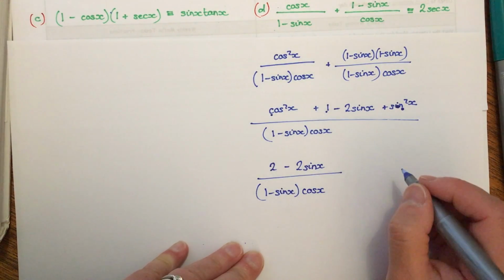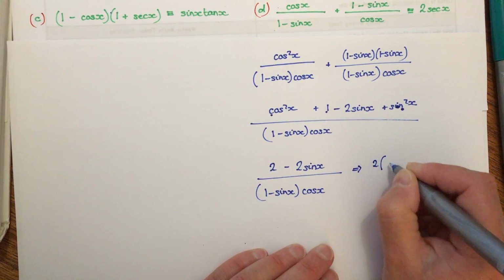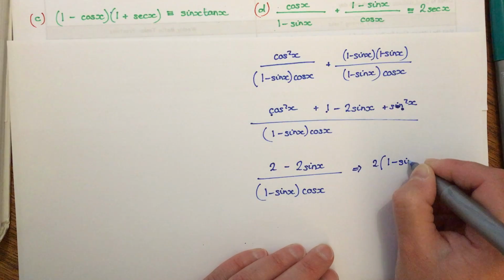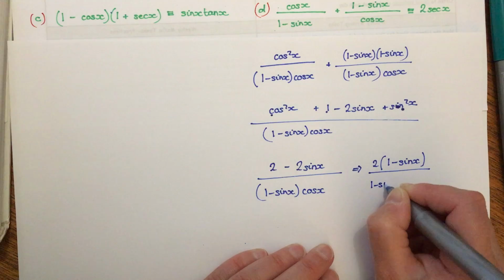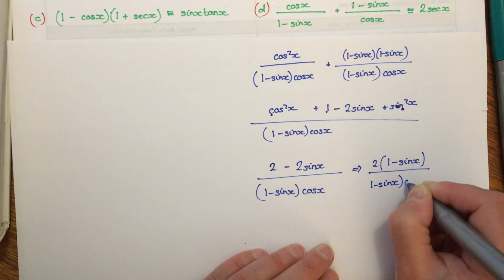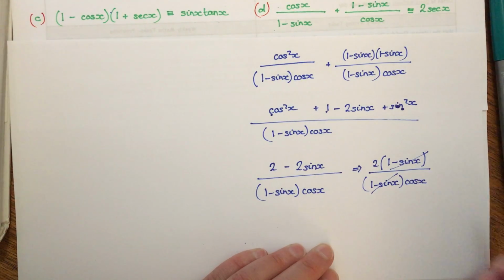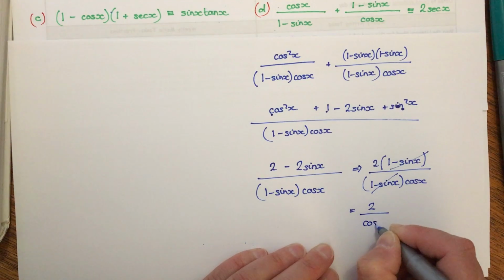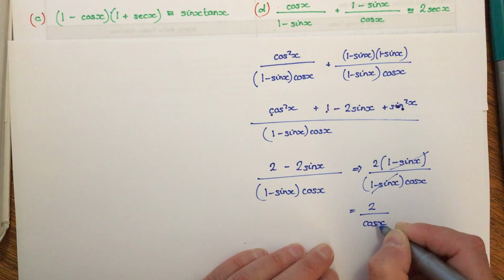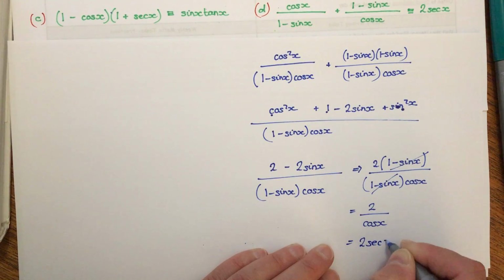It's got a common factor 2, so I can rewrite that as 2 times 1 minus sine x over 1 minus sine x cos x. Those two will cancel out. I'm left with 2 over cos x, and anything over cos is sec, so I'm left with 2 sec x.